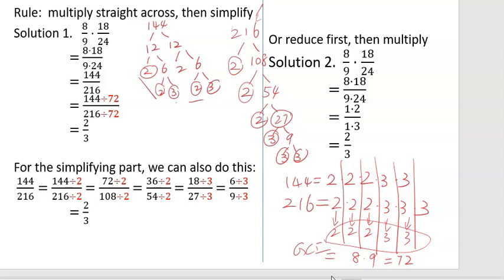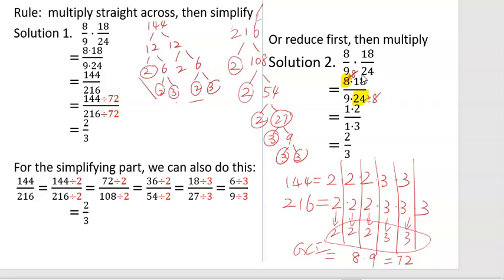Okay, but the better way is to reduce the numbers, so you don't end up with huge numbers like 144 and 216. So after you multiply straight across, don't multiply them, leave them as they are. Just look for common numbers. So for example, I look at 8 and 9, they don't have anything in common, but 8 and 24, they both have 8 in common, so I could divide both of them by 8.